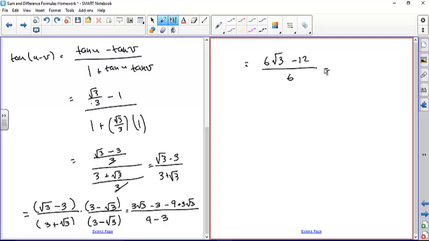And if we plug that into the calculator, 6 times the square root of 3 minus 12, it's negative 1.6, divided by 6, it's negative 0.268. And again, if I plug into my calculator the tangent of negative pi over 12, make sure the calculator's in radians. So we take the tangent of negative pi divided by 12, close parentheses, and you get negative 0.268.